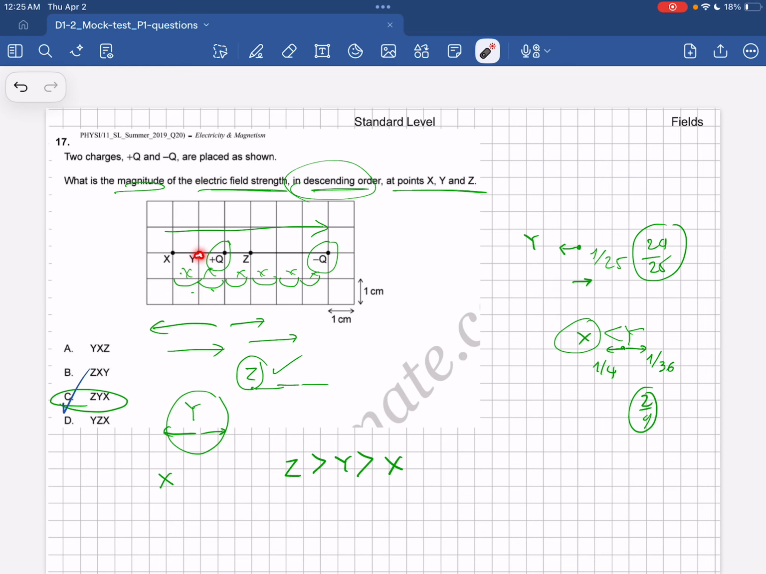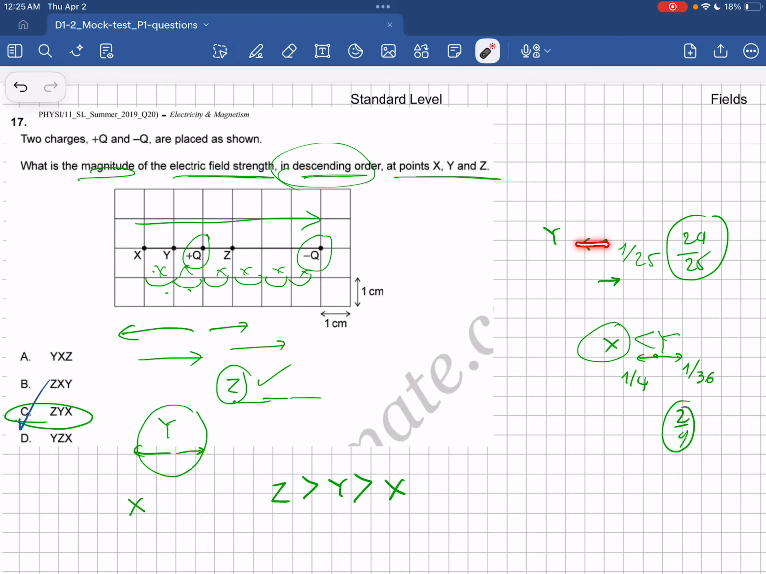Now let's check the Y and the X here. The Y is nearer to this one, and let's say this is just 1 unit, so this is outward for 1 unit here, and then for this one it's 1 2 3 4 5, so 5 times the distance should give 1/25 the magnitude, so that's this much this way, and this way is just 1. So the magnitude is just the difference between these two, so 1 minus 1/25, and then we got 24/25 for this one.